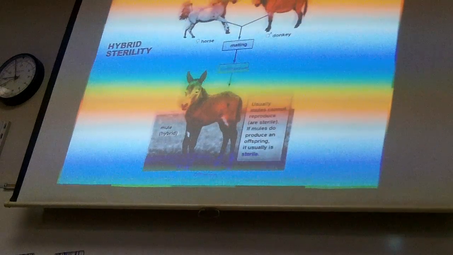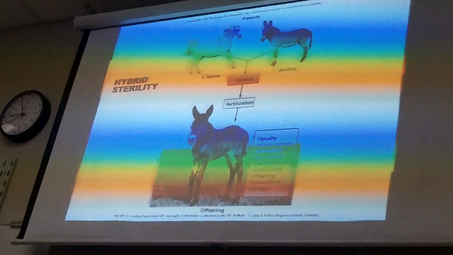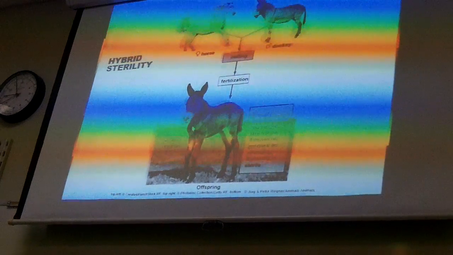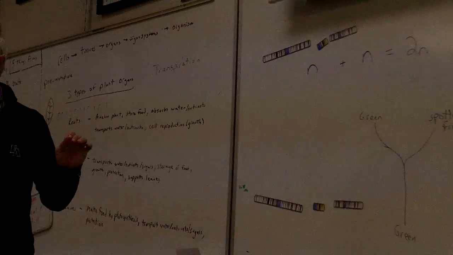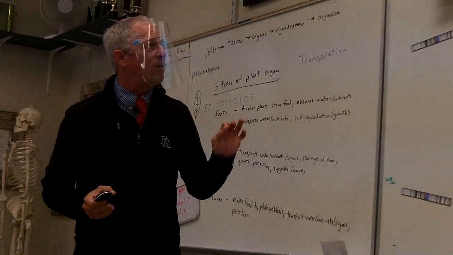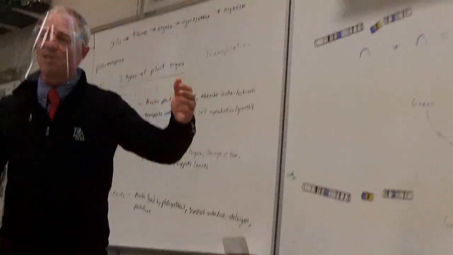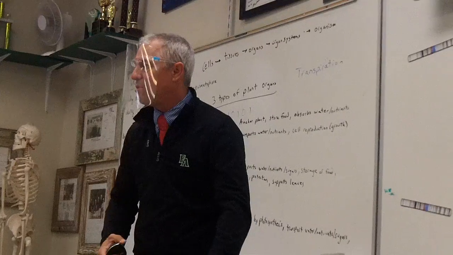Now, if you mate a horse and a donkey, you get a mule. Y'all know about this? The mule is sterile. Two mules cannot mate with each other and produce a baby mule.